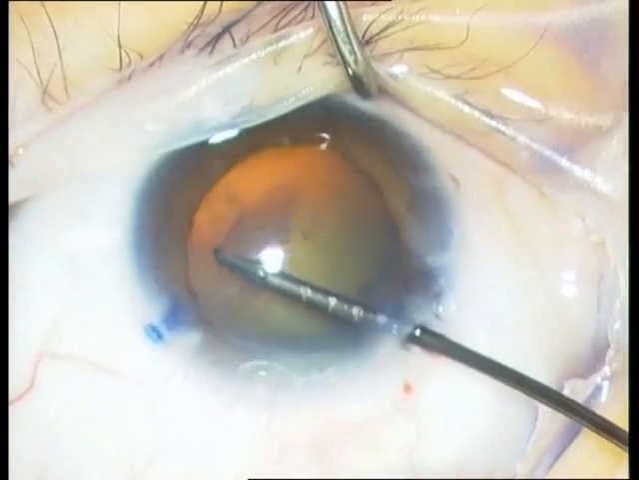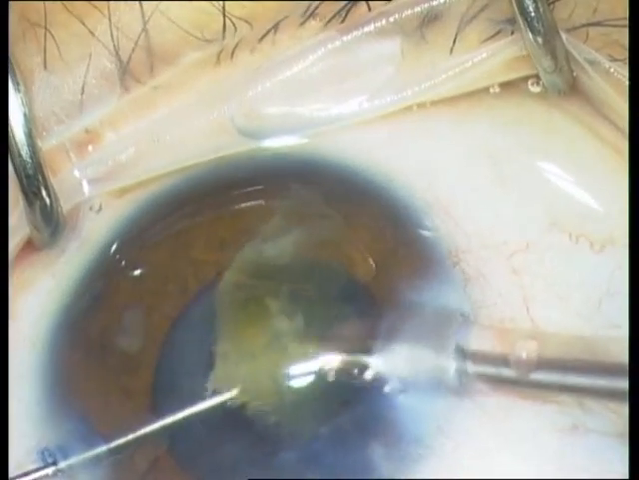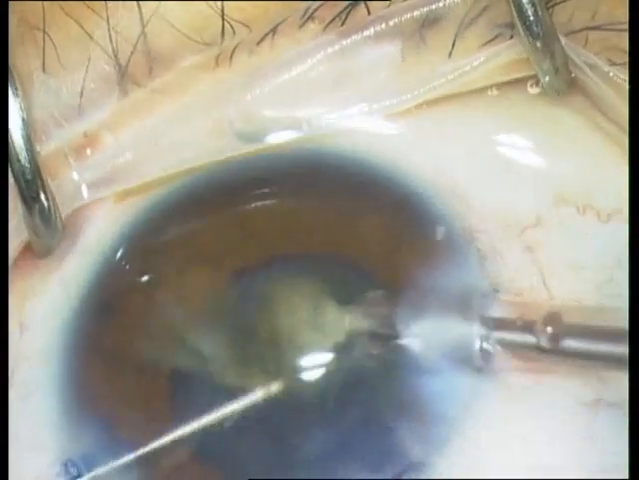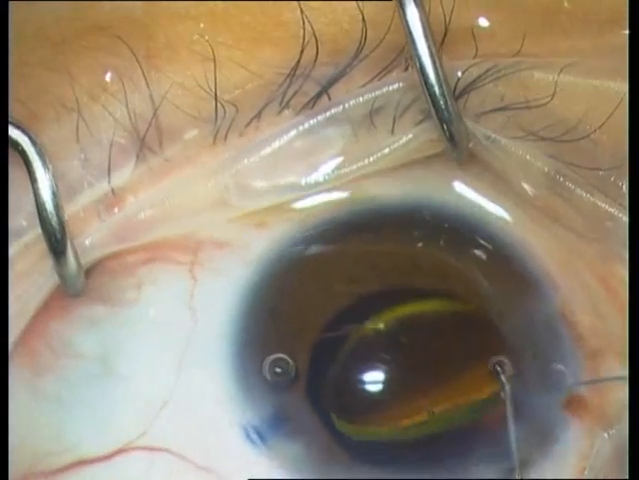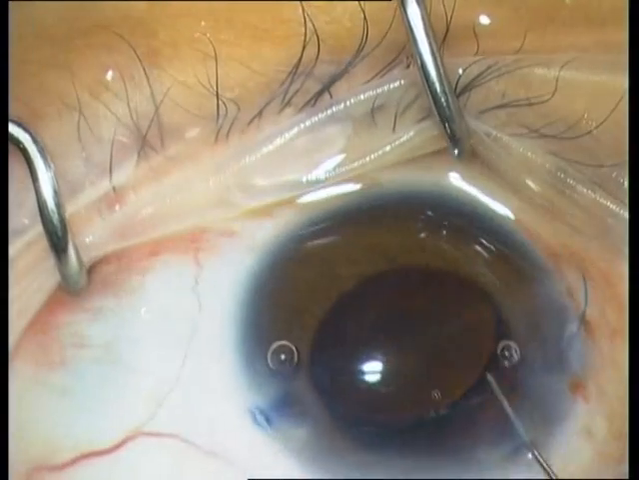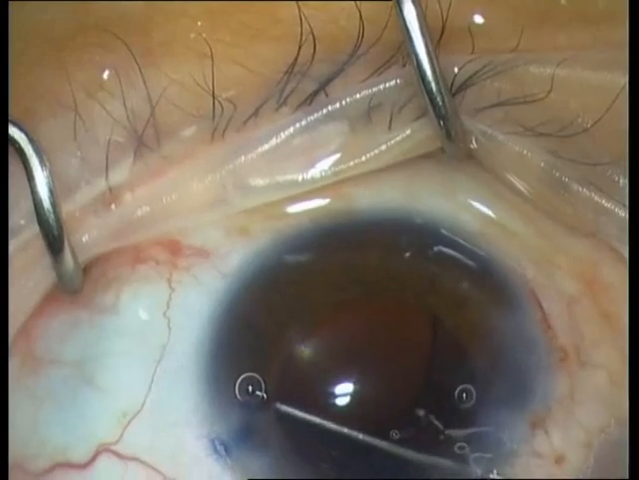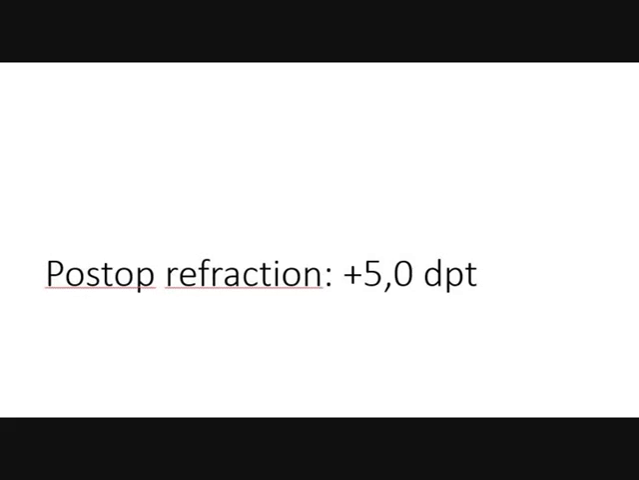The next step is, of course, phaco emulsification. This eye is 16 millimeter long, so it's a very short eye. IOL. The resulting refraction was 5 diopters.